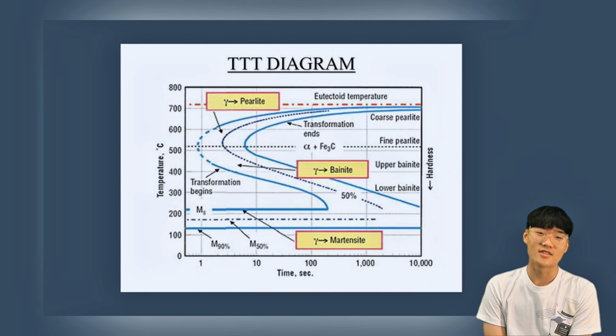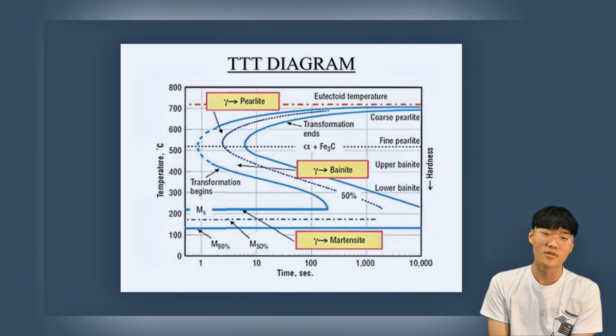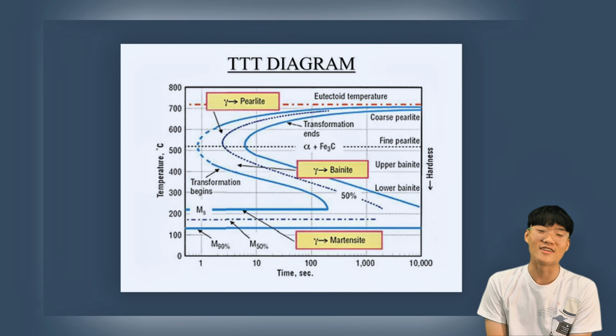In short, the TTT diagram is more than a chart. It's a powerful tool that guides heat treatment and enables industries to tailor steel for everything.